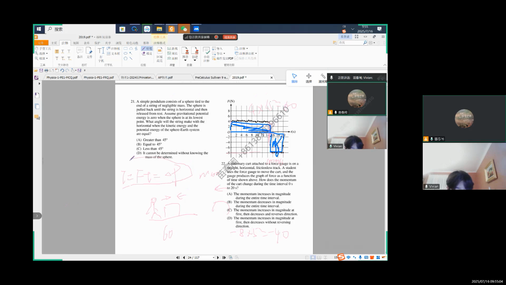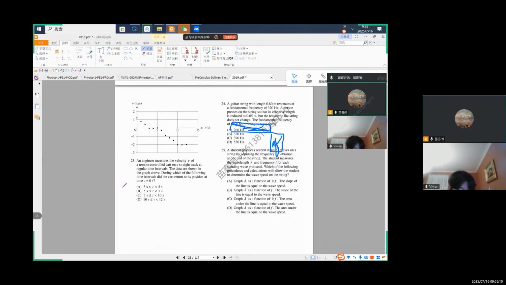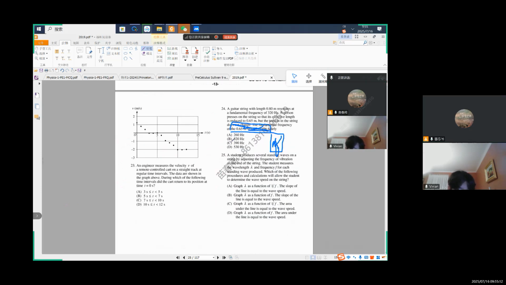And also, we can do the phenomenon with increasing the velocity and decreasing velocity, right? How about the 23?